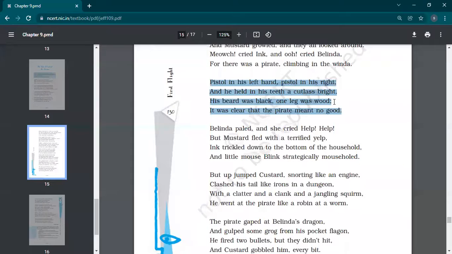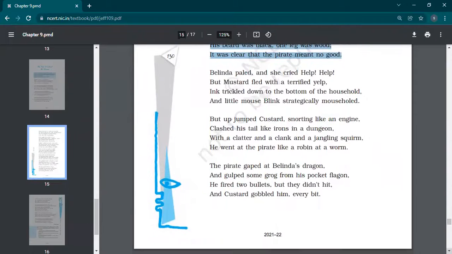Fine. And one leg was of wood. And it was clear by seeing this pirate that he meant no good, that he is not there for some good purpose. He's going to scare them all. He's going to do something bad to them.